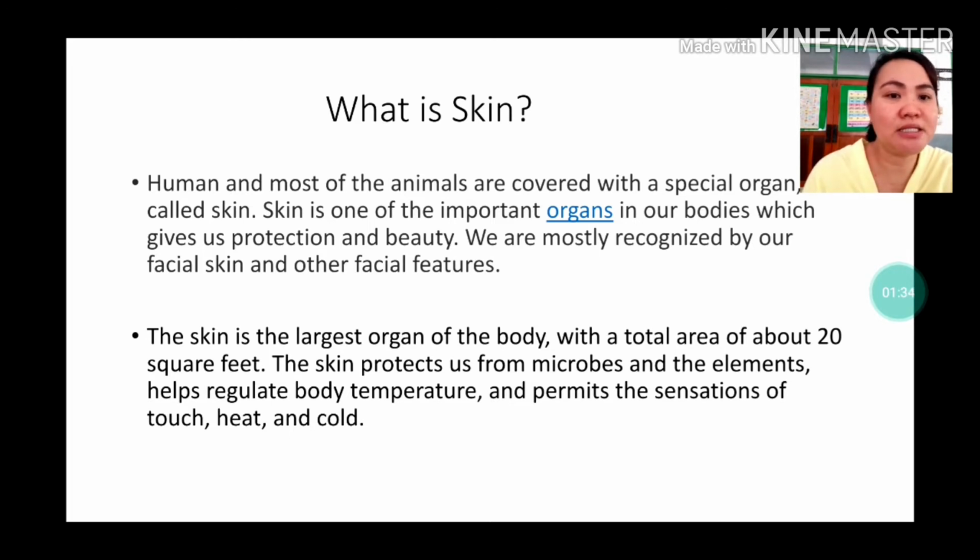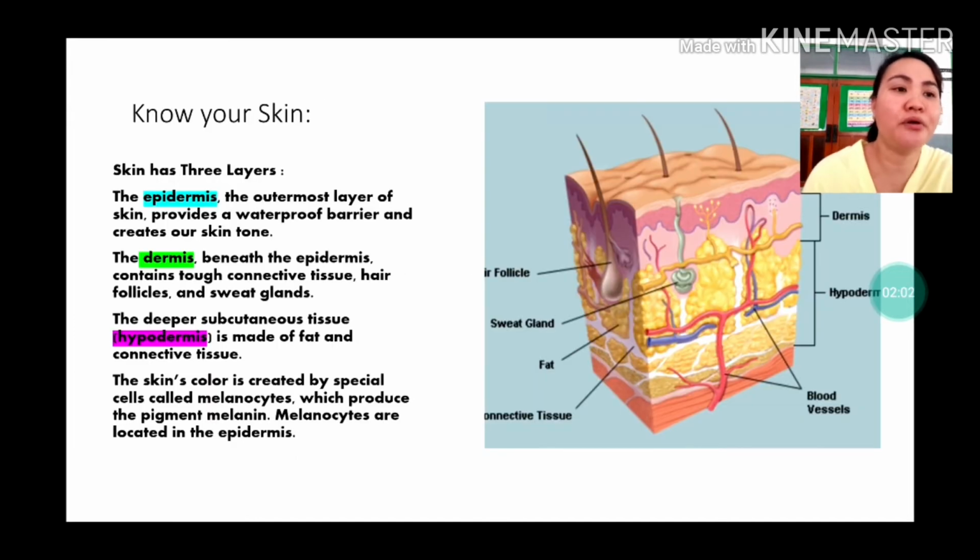The skin is the largest organ of our body with a total area of about 20 square feet. The skin protects us from microbes and the elements, helps regulate body temperature, and permits the sensations of touch, heat, and cold. So our skin protects us from all kinds of viruses and bacteria.